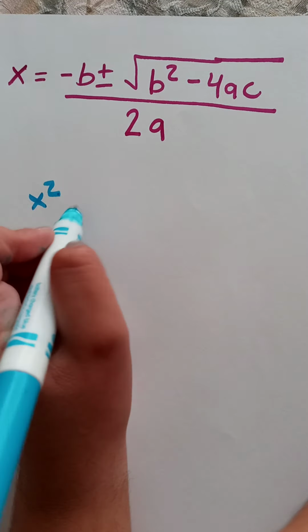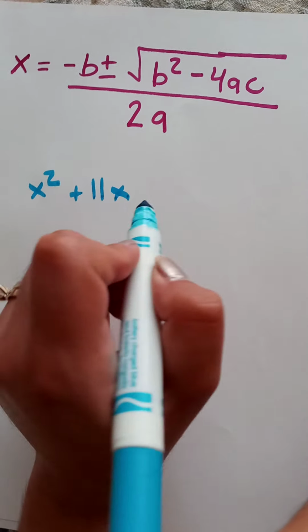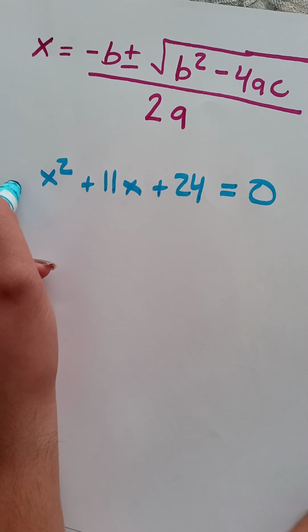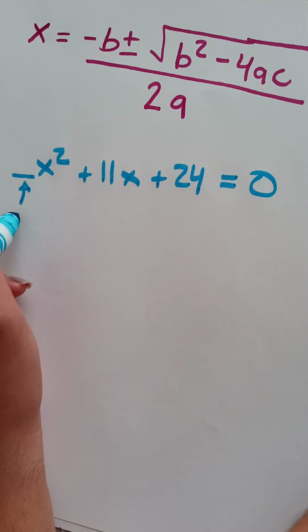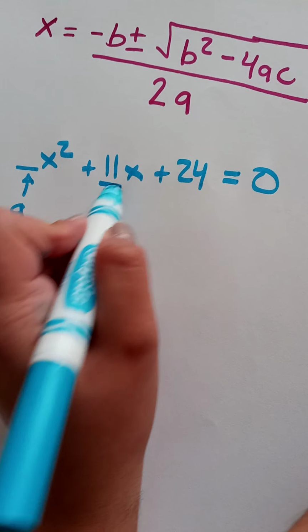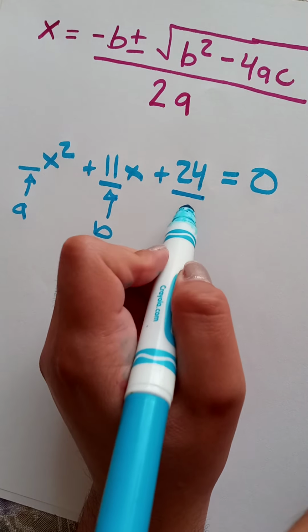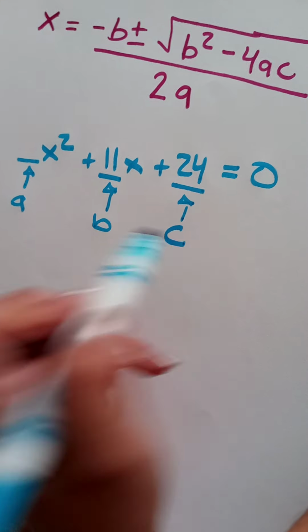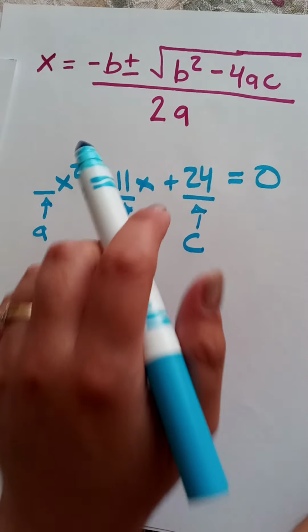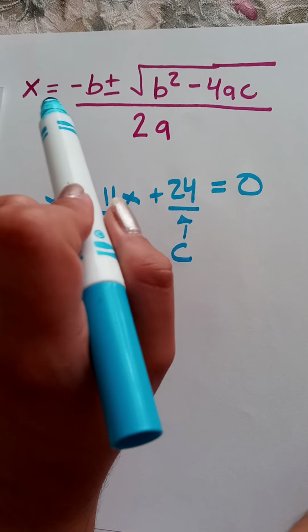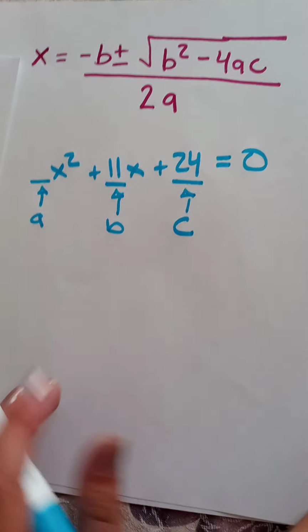So the previous answer we got was x squared plus 11x plus 24 is equal to 0. This will be your a variable. This number right here will be your b variable. And the 24 will be your c variable. All you have to do is plug in the variables that you see right here into this equation and you will get the answer for x.